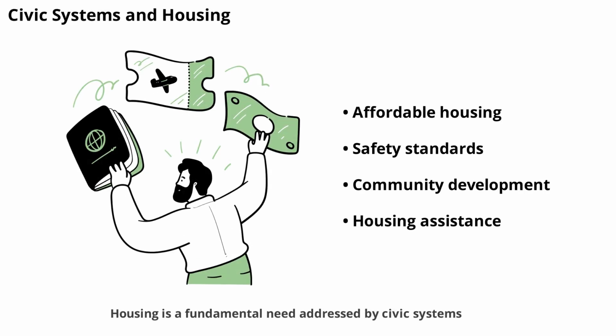Housing is a fundamental need addressed by civic systems. Governments develop policies to ensure affordable, safe, and accessible housing for all residents. Public agencies may provide housing assistance, regulate building standards, and support community development projects. By addressing housing needs, civic systems promote stability, health, and social equity.